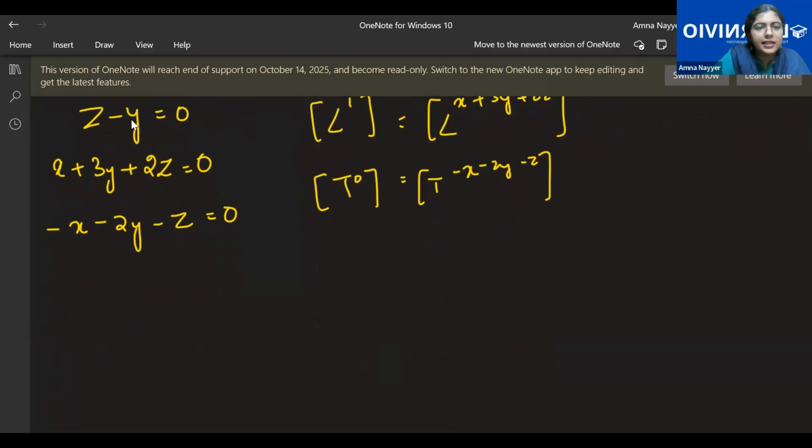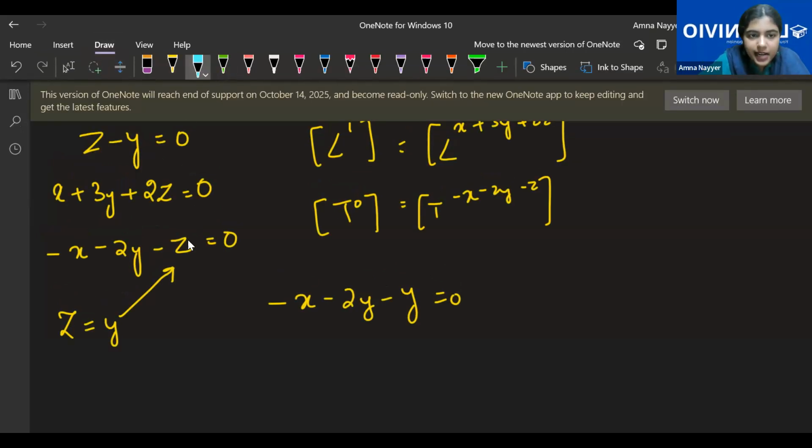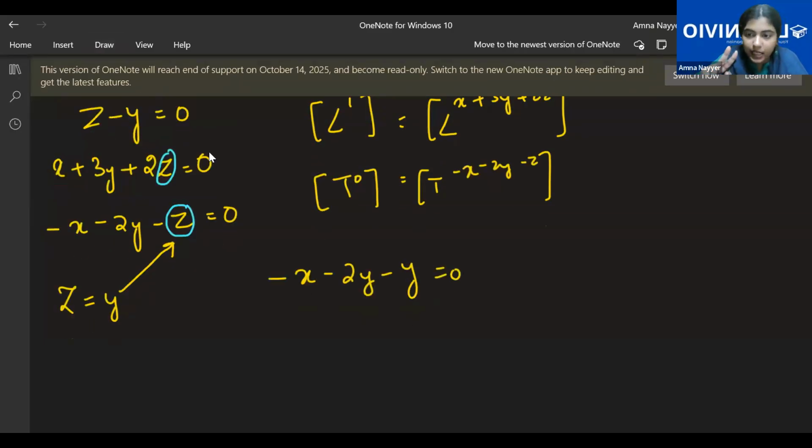Now let's solve something. Let's say z minus y is 0. So z is equal to y. So I'll put this value of y here. This makes this equation minus x minus 2y minus y equal to 0. What am I doing? I am just replacing z with y, because z and y are equal. Wherever I see a z, I replace it with y, so that I get just two equations with two variables. That will be easier to solve. This makes this equation minus x minus 3y equal to 0.